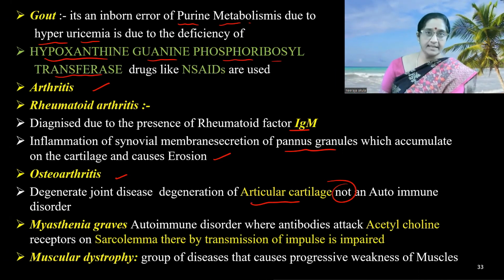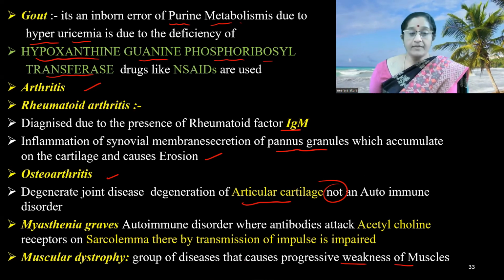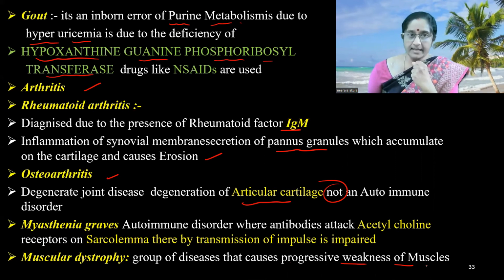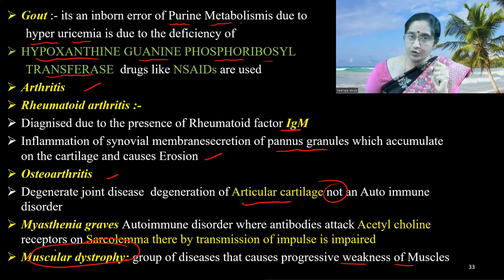And the next one is myasthenia gravis, where the acetylcholine receptors present on the sarcolemma are detected as non-self by our immune system. As a result, antibodies are produced and cause damage to those receptors. Thereby, acetylcholine will not go and trigger the muscle functional activities. Consequently, it leads to impairment in impulse transmission. Muscular dystrophy is a group of diseases that cause progressive weakness of muscles. Different types of abnormalities associated with the muscles are put together and known as muscular dystrophy.